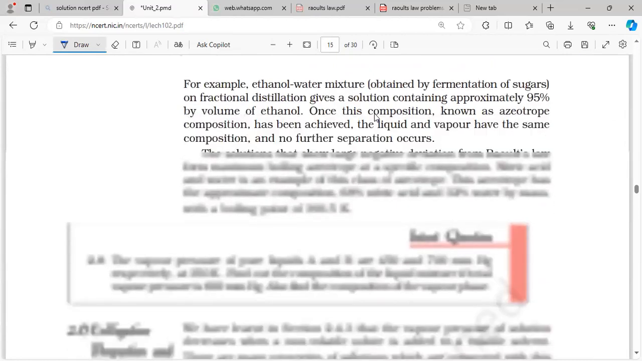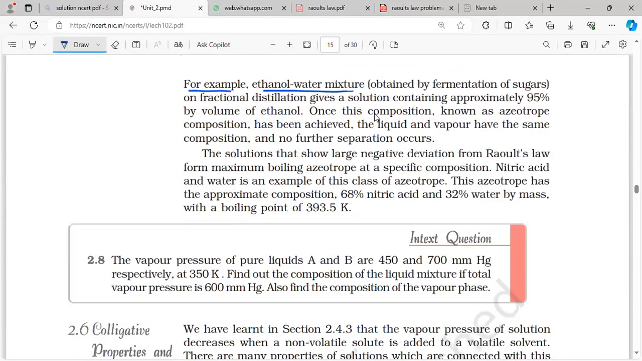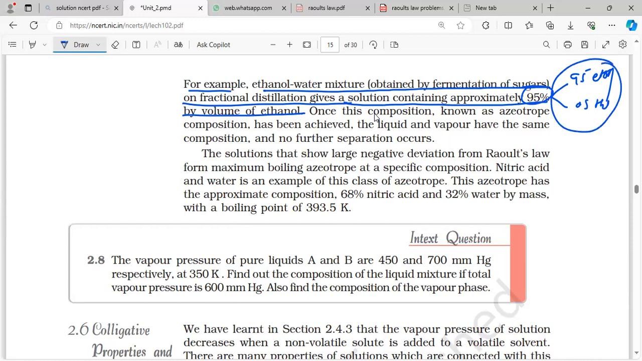For example, an ethanol-water mixture obtained by fermentation of sugar, on fractional distillation, gives a solution containing approximately 95% by volume of ethanol, and the remaining 5% is H2O. This type of mixture has the same composition in liquid state and vapor phase, so it boils at the same temperature. Once this composition, known as the azeotropic composition, has been achieved, the liquid and vapor have the same composition and no further separation occurs.